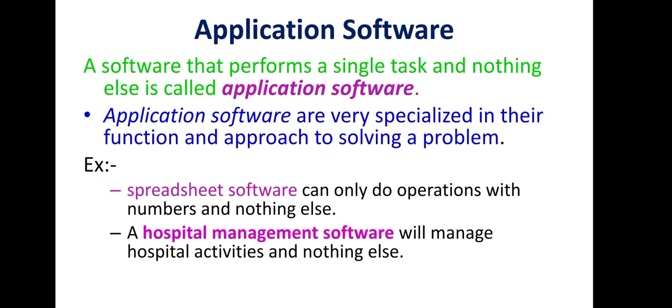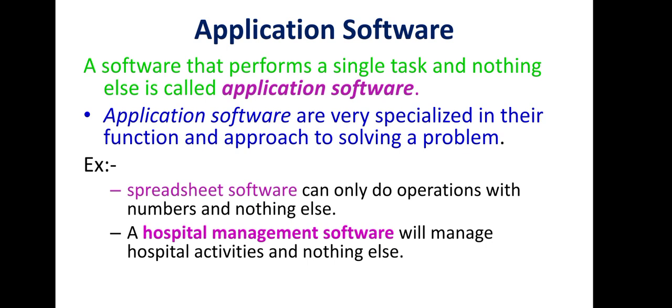Then the second part of the system software is application software. A software that performs a single task and nothing else is called specific application software. Application software is very specialized in its function and approach to solving a problem. That is, whenever we have a very particular application, we write a program that will be useful for that particular application only. When you see spreadsheet software like Excel, it is meant only for that, so it won't do anything else.